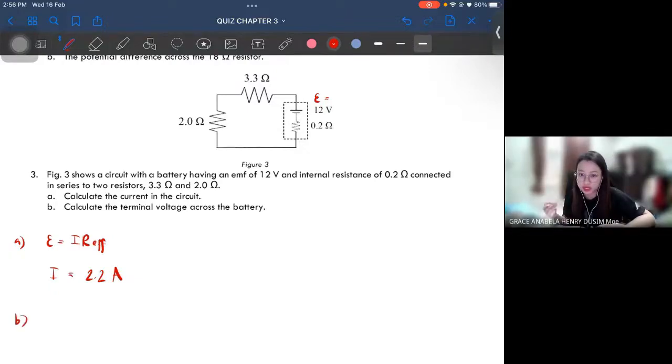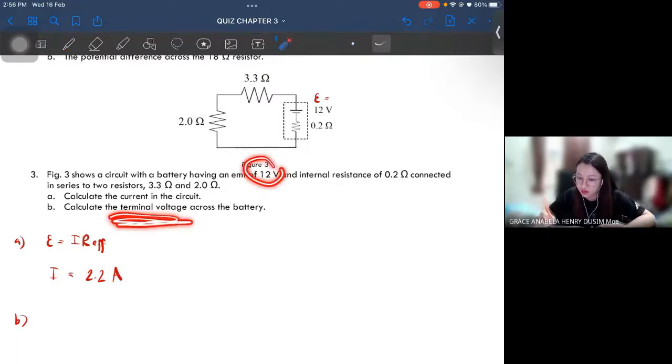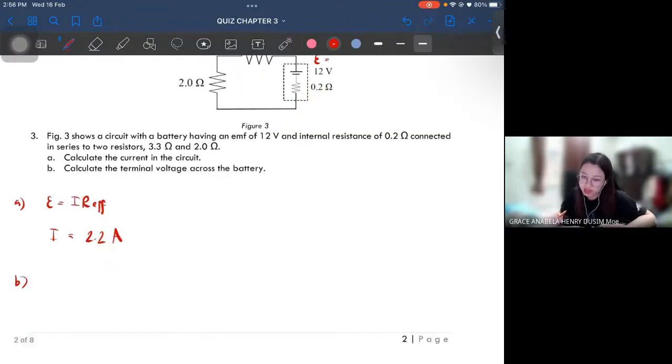After that, we will calculate the terminal voltage. If your terminal voltage is greater than the EMF, then it is definitely confirmed that your answer is wrong, because the terminal voltage will always be less than the EMF value, okay? So keep that in mind.